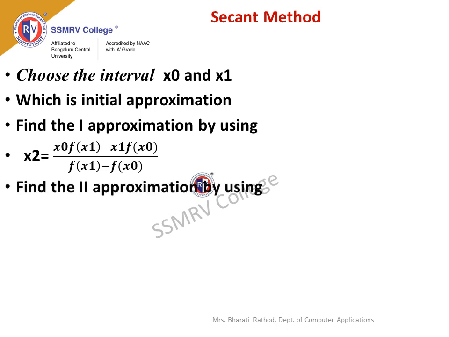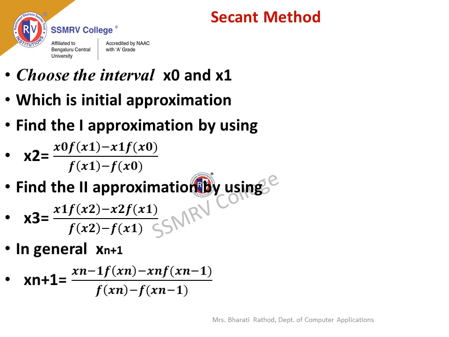Find the second approximation by using x3 equal to x1 f of x2 minus x2 f of x1 divided by f of x2 minus f of x1. In general, x of n plus 1 is given by xn minus 1 f of xn minus xn f of xn minus 1 divided by f of xn minus f of xn minus 1.